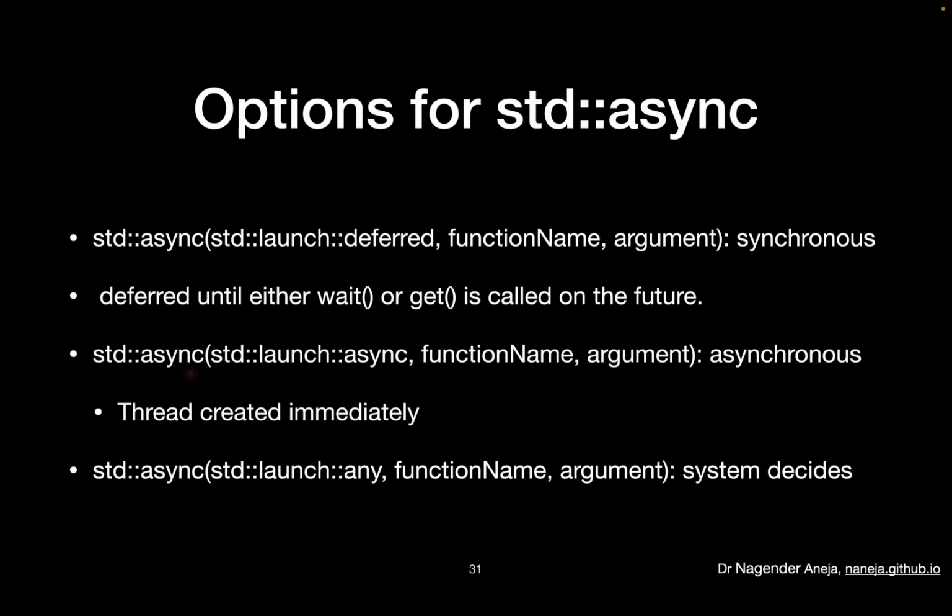Now the second option is the same std::async, and now we say std::launch::async. It's still the same function name and arguments, but since the option is async, this is asynchronous. The threads are created immediately when this statement executes. In the deferred case, the thread is not created until either wait or get is called on the future. And async has a third option, which is any. In this case, the system decides whether the thread is created now or at a later stage when get or wait is called, meaning when the result is actually required by main.